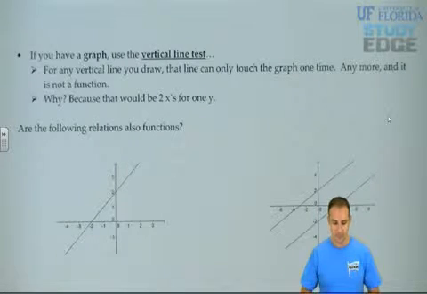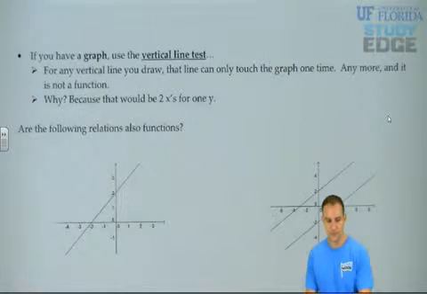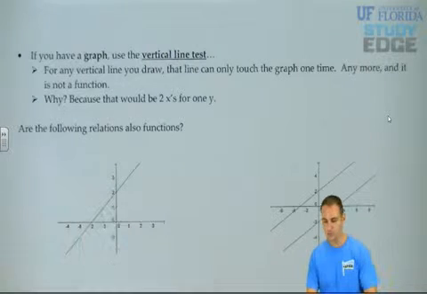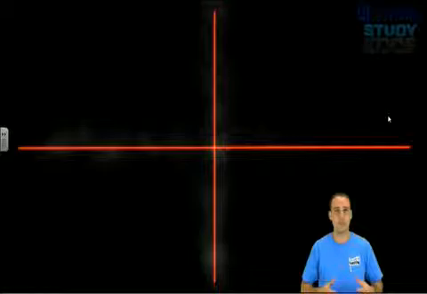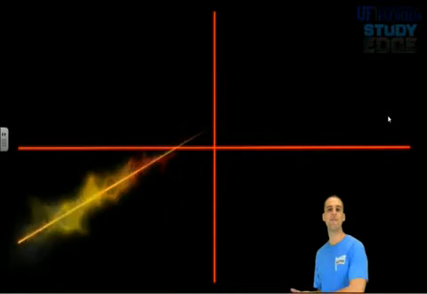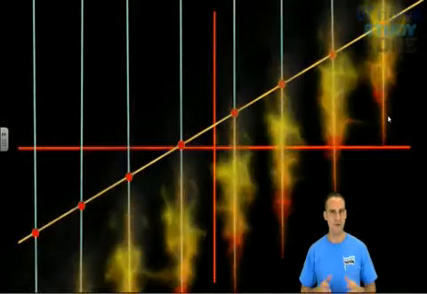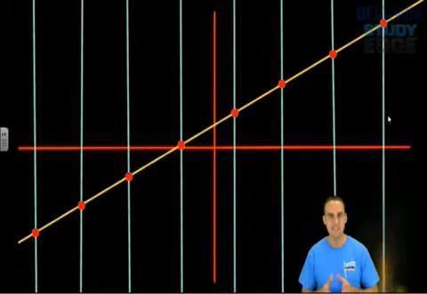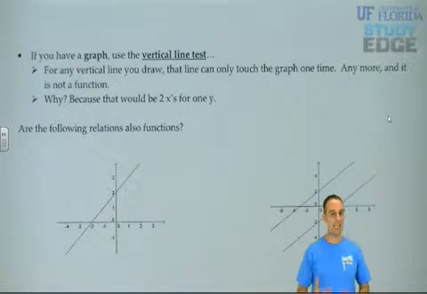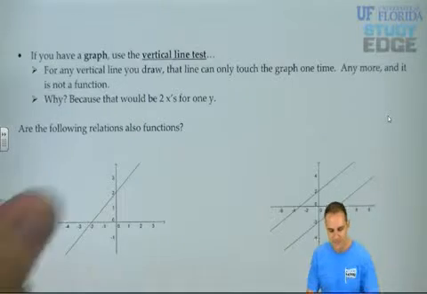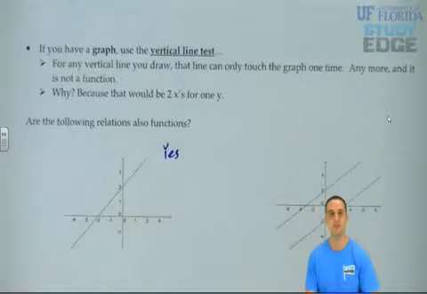So for example here, are the following relations also functions? Let's start with this graph. Or better yet, let's look at it like this. So we've got our graph coming on in, and we're going to start raining down vertical lines. And if you notice, it only hits it once every single time. Since it only hits it once every single time, that means yes, this is a function.